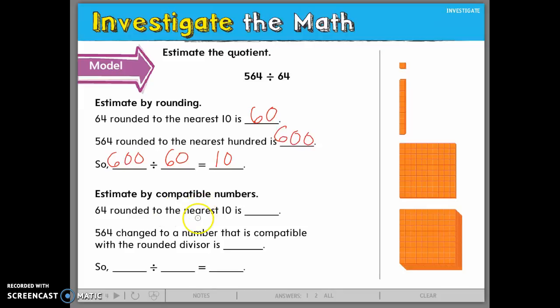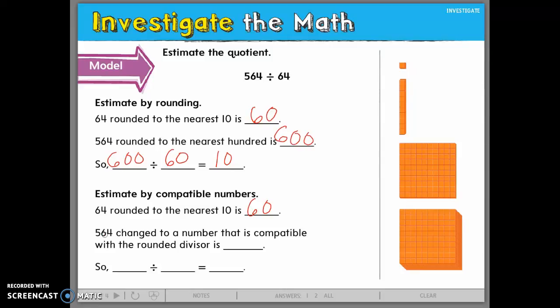Let's take a look at what would happen if we do this using compatible numbers. So once again, 64 rounded to the nearest 10 is still 60. But if we look at 564 and change this to a number that is compatible with a rounded divisor, so let's take a look at 60. So our 6 tables, once we get up close to 56, well, we have 54, which is 6 times 9, so 60 times 9 would give us 540, so that's pretty close.